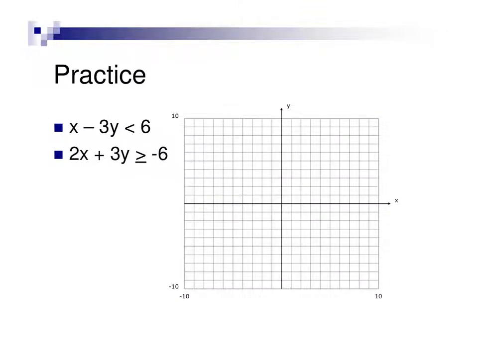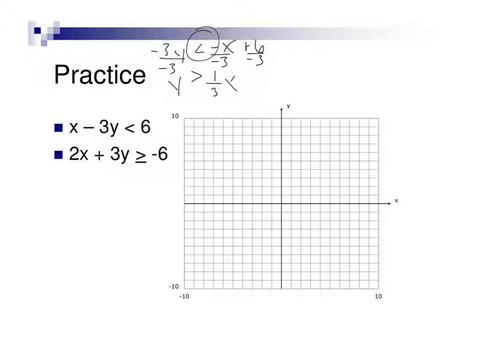All right, so let's try one out. The very first thing we're going to do is get y by itself. So we get negative 3y is less than negative x plus 6. We're going to divide by negative 3, divide by negative 3. We get y. Remember that we'll have to switch the sign because I divided by a negative.